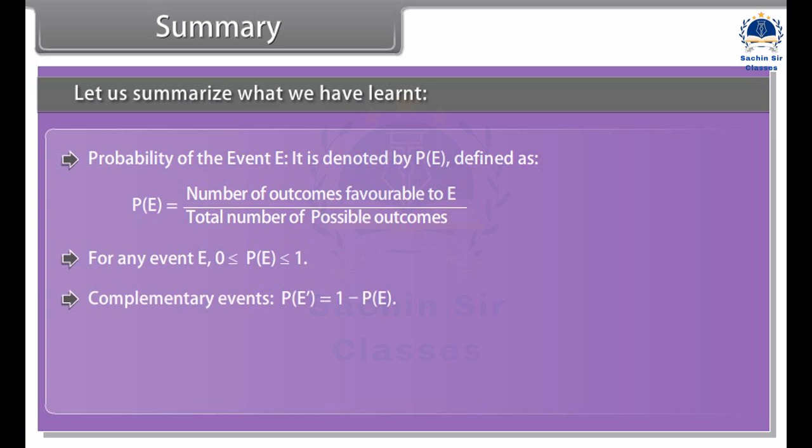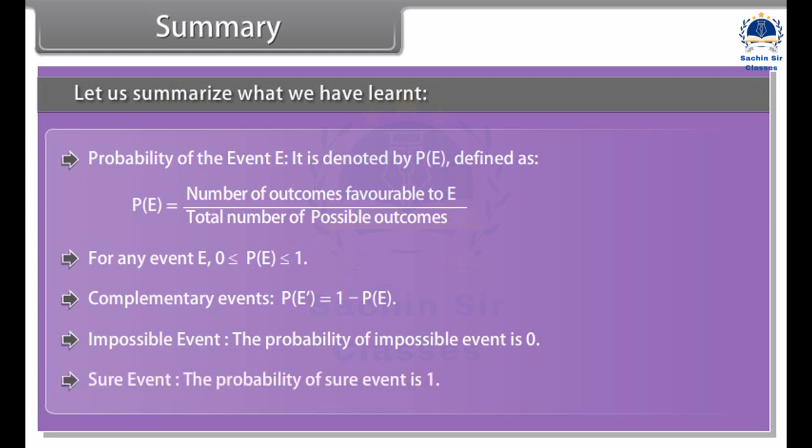Complementary events: the probability of event not E is equal to 1 minus the probability of event E. Impossible event: the probability of an impossible event is 0. Sure event: the probability of a sure event is 1.